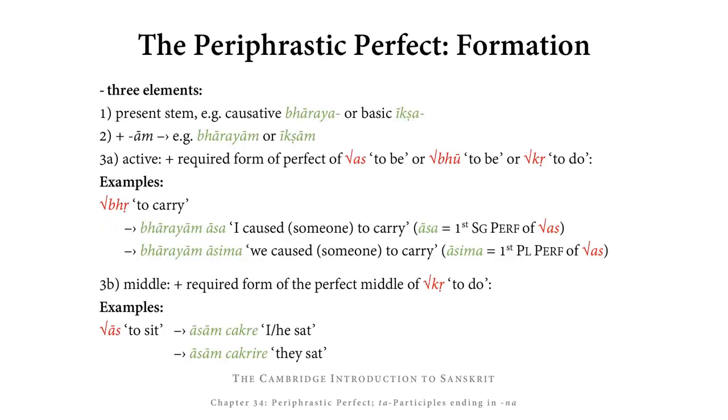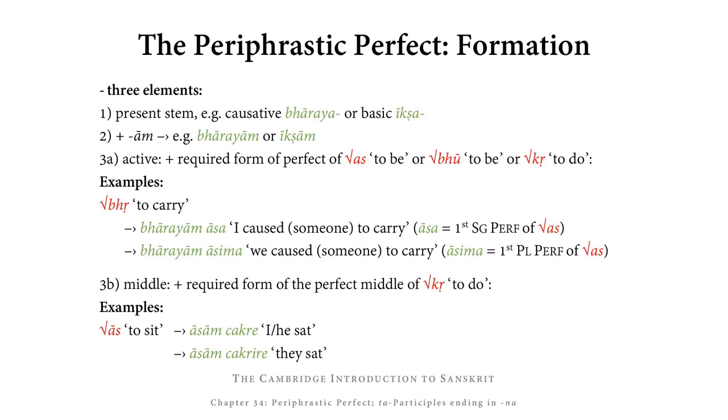What then does the periphrastic perfect look like? Well, it has three elements. First of all, we take the present stem, which could be a derived stem such as causative bharaya, or a basic stem such as iksha. To that we then add am, giving us either bharayam or iksham or a comparable form. And then, depending on whether we want an active or a middle periphrastic perfect, we add either the required form of the perfect active of either as, to be, or bhu, to be, or kr, to do, or we add the required form of the perfect middle of kr, to do.